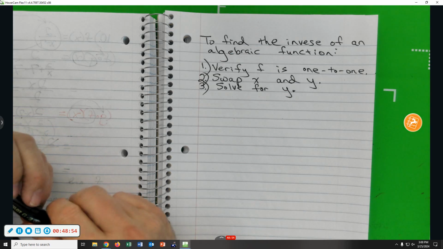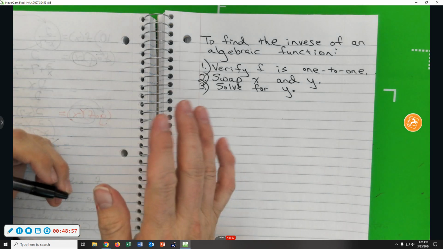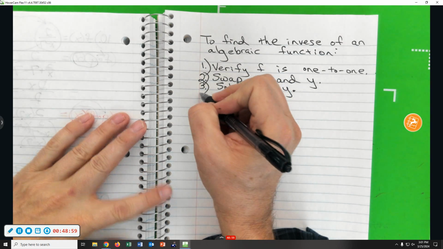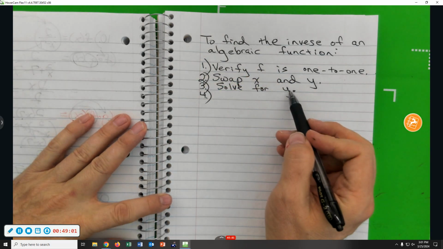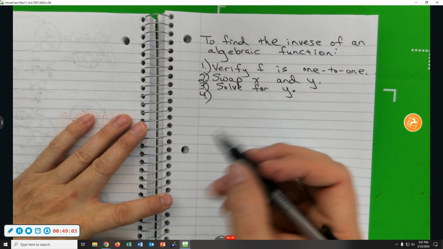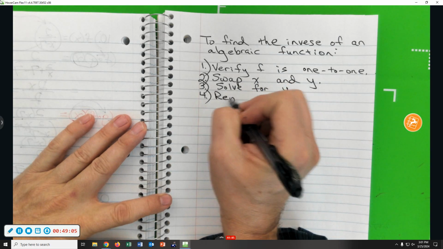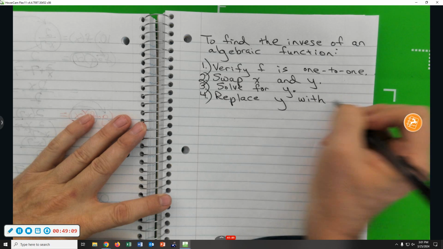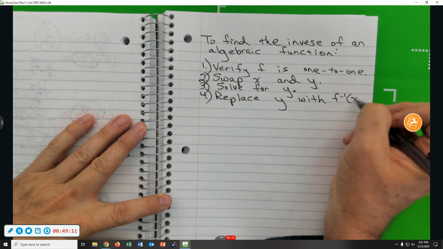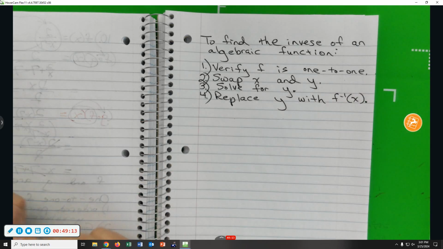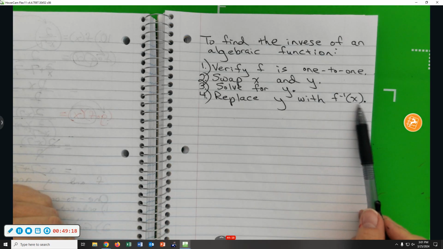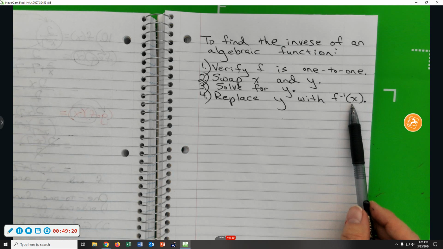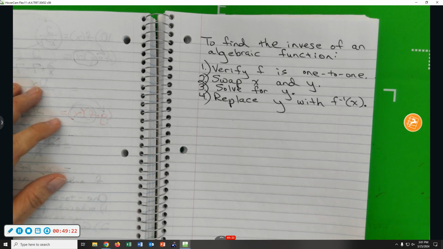Once you solve for y, you're basically through with the problem. The last step, you'll replace y with the inverse function notation. Replace y with f inverse of x. But my lab will type the f inverse of x for you. You won't even have to hassle with the little superscript button, okay?